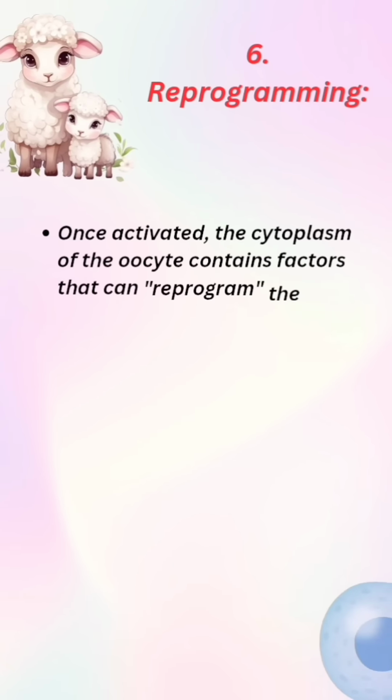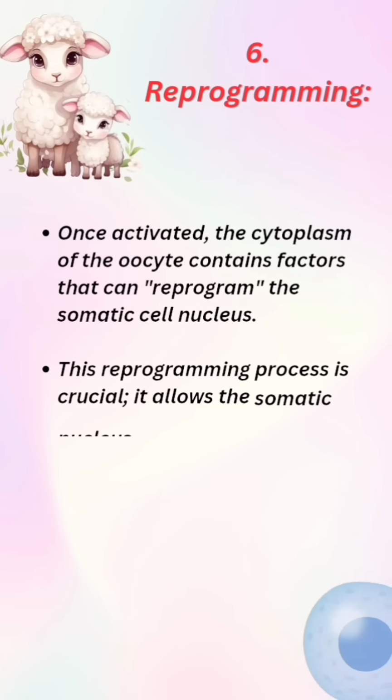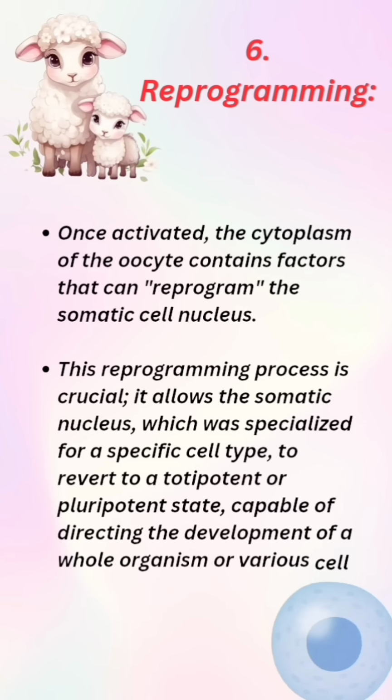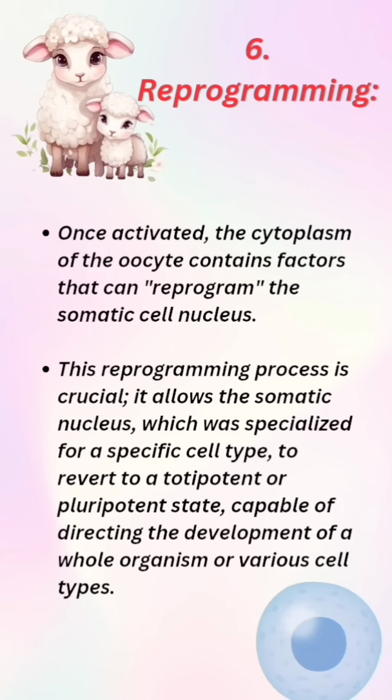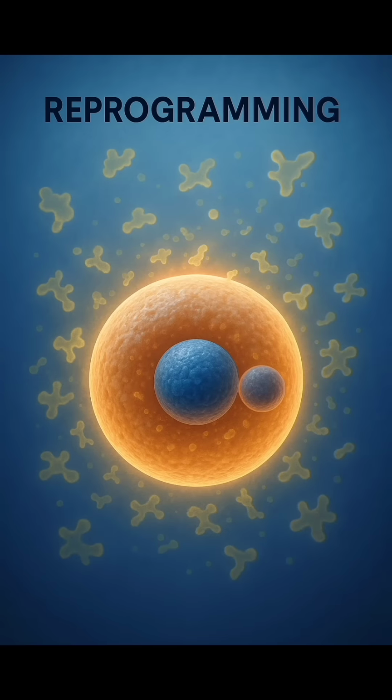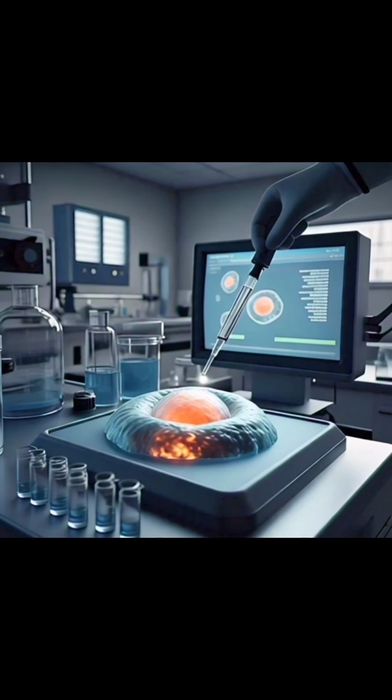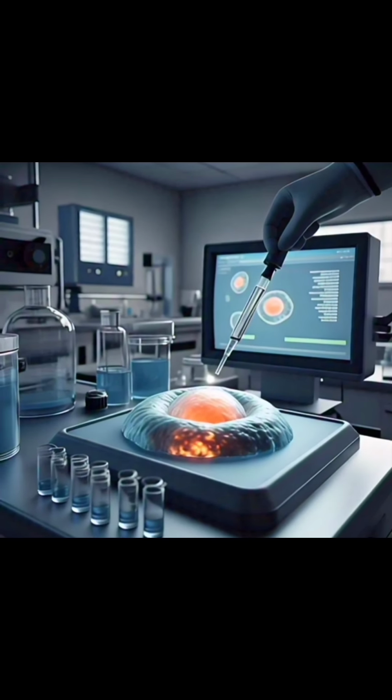6. Reprogramming. Once activated, the cytoplasm of the oocyte contains factors that can reprogram the somatic cell nucleus. This reprogramming process is crucial. It allows the somatic nucleus, which was specialized for a specific cell type, to revert to a totipotent or pluripotent state, capable of directing the development of a whole organism or various cell types.